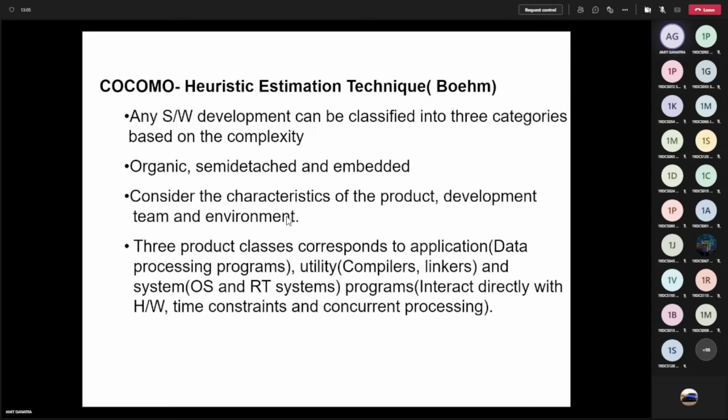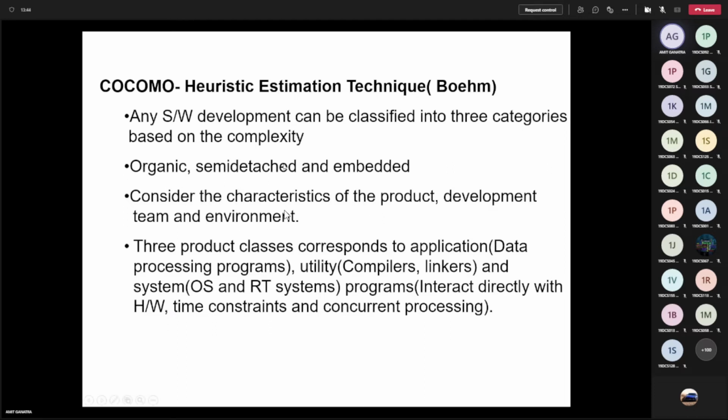So these three product classes correspond to organic, semi-detached, and embedded. Any kind of application or data processing programs or application-related programs will be considered as organic. Semi-detached, like compilers, linkers, loaders, they are all part of utility programs. They fall under semi-detached. And the third is embedded. This is where your operating system, real-time system, and any software which is tightly coupled with hardware will fall under that category.